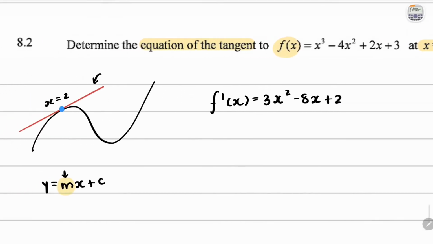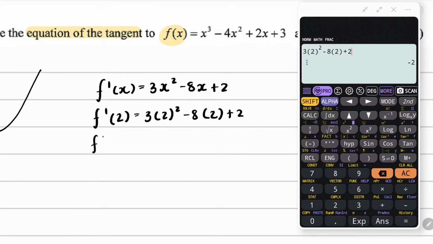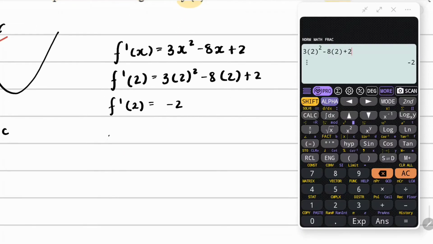Okay, now we're specifically saying it's the gradient of the cubic function at this point where x is equal to 2. So to find that gradient, we have to substitute 2 into the gradient formula. So that is f prime of 2 is equal to, and when we substitute 2, we'll find out exactly what that is. And we get this gradient is negative 2. So it means that the gradient of our tangent that we're looking for is negative 2. Great.